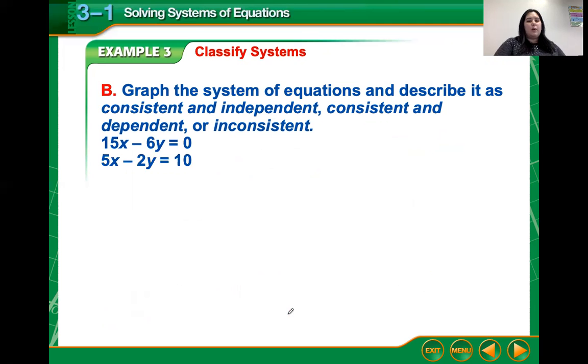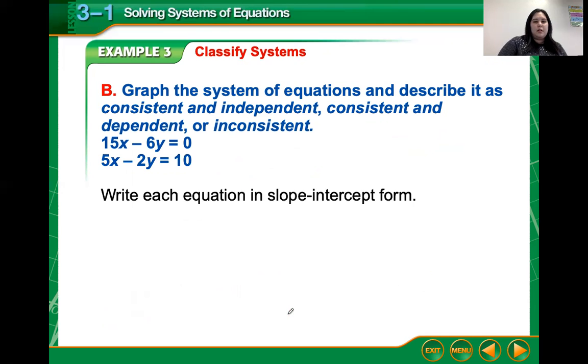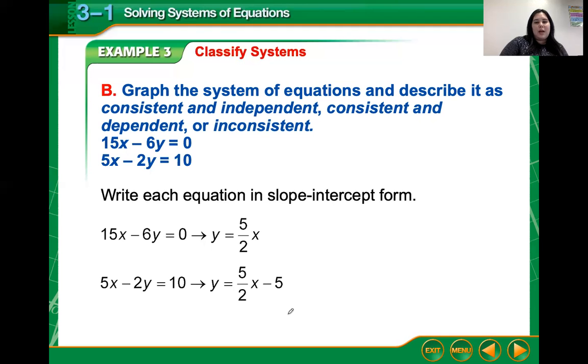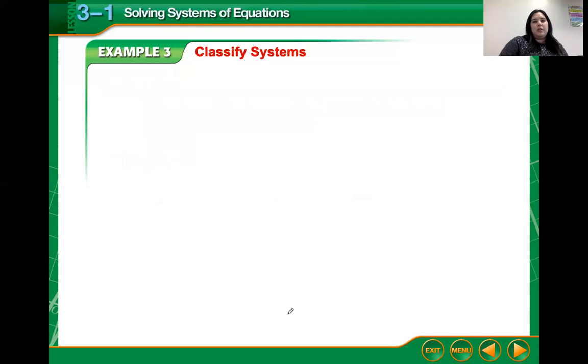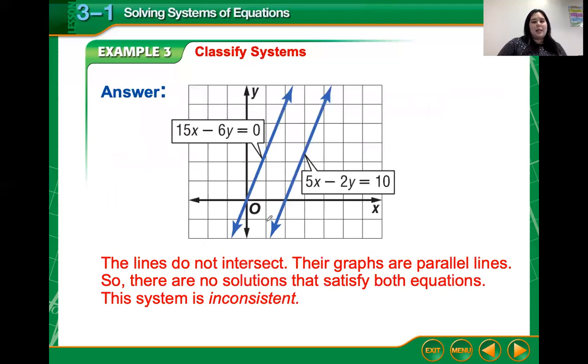Next, we're going to go ahead and graph the equations 15x minus 6y equals 0 and 5x minus 2y equals 10. So we get y equals 5/2 x and y equals 5/2 x minus 5. So when we graph these, we see that they are parallel lines, meaning they're never going to touch. And we're able to tell that when we did graph these, we did get 5/2 for both our slopes. So that tells us it's inconsistent because they're never going to touch. So there is no solution.